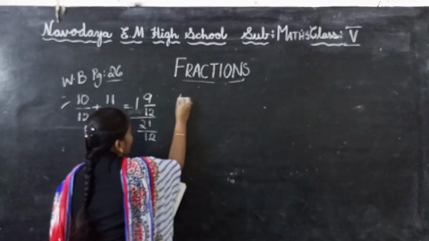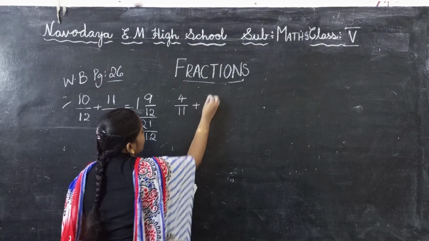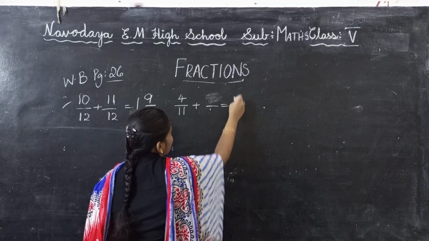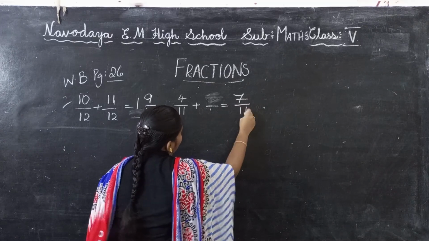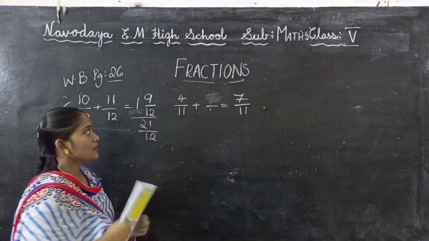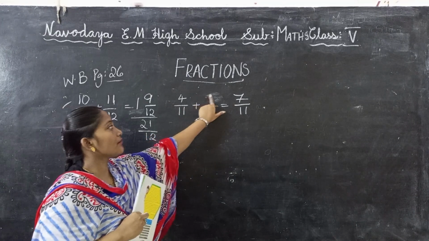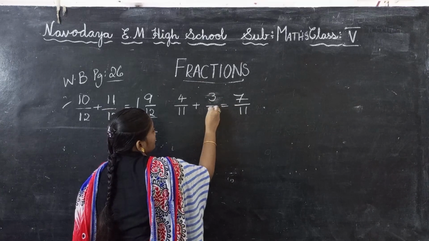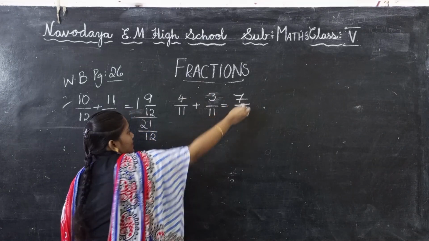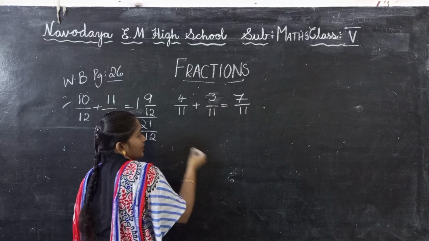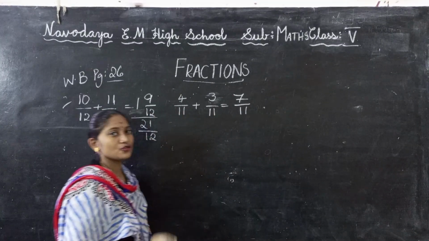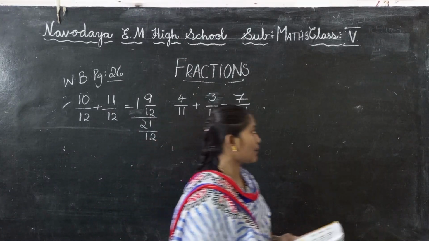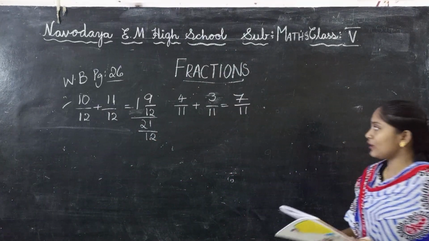4 upon 11 plus 3 upon 11. How much I have to add, and the answer is 7 upon 11. So if I add 3 upon 11 to 4 upon 11, 4 plus 3 is 7. So the denominators are same in the two fractions. So 4 upon 11 plus 3 upon 11 is 7 upon 11.